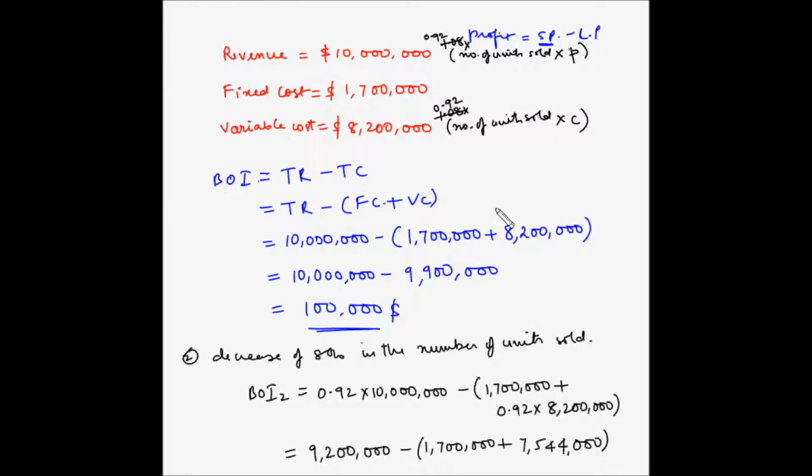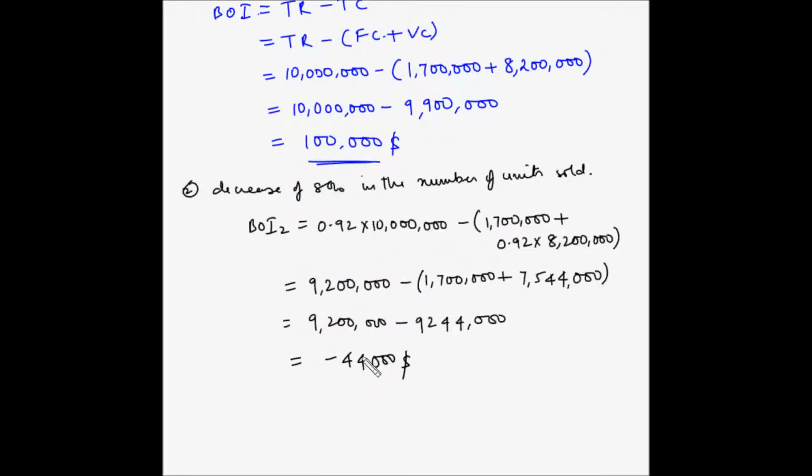So again, the same logic: the revenue is decreasing and at the same time the variable cost is decreasing. However, the revenue is decreasing at a higher rate because the unit selling price is higher than the unit cost. And of course, the fixed cost remains the same. So eventually, we are incurring a loss of $44,000.